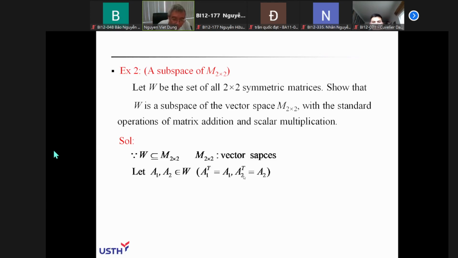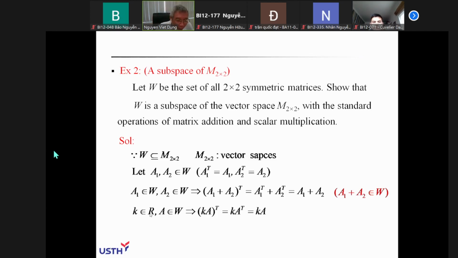They are symmetric means they equal their transpose: A1 transpose equals A1, A2 transpose equals A2. Then if we add them together, A1 plus A2, and take the transpose, by the property of transpose we get A1 transpose plus A2 transpose, and it equals A1 plus A2 again. It means A1 plus A2 is again a symmetric matrix, so it belongs to W. Next, if K is any real number and A is symmetric, we have (KA) transpose equals K times A transpose, which equals K times A because A is symmetric. So once again, KA is symmetric, meaning it belongs to W.